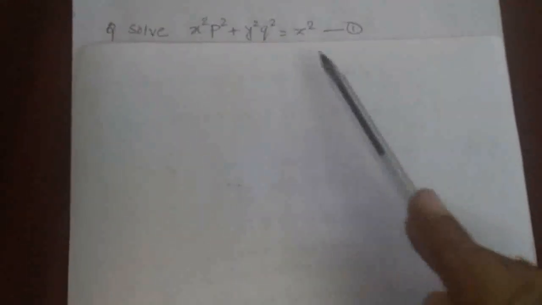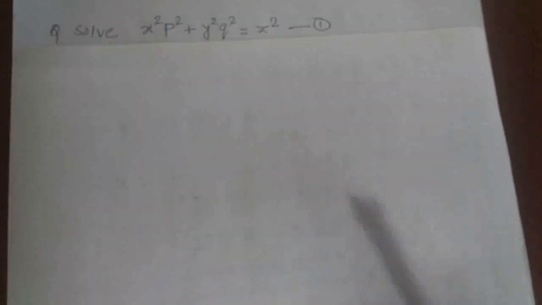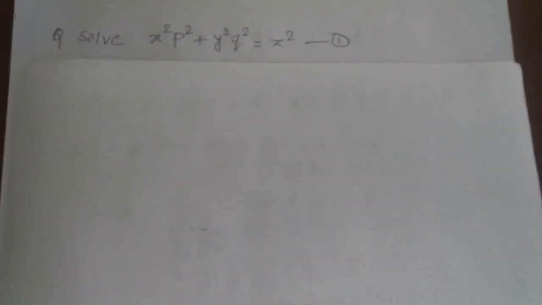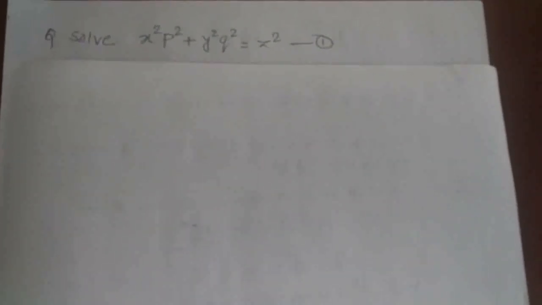Now consider this problem: x square p square plus y square q square equal to z square. Clearly, this equation is a non-linear partial differential equation of first order, but this equation is not in standard form. So first we reduce this equation into standard form and then obtain the solution. So how do we reduce the equation into standard form?